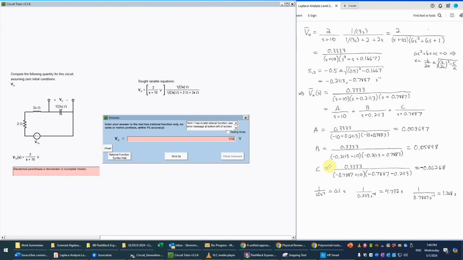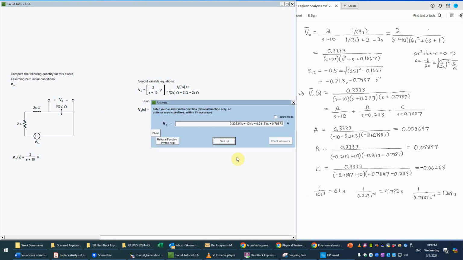So I'll put a parenthesis s plus 10, close parenthesis, and then open another, s plus 0.2113, close that, and open another. And then we have s plus 0.7887, close that parenthesis, and then finally close the square bracket to differentiate the entire denominator there, basically, or identify it. Okay, so now we'll go ahead and check that expression.